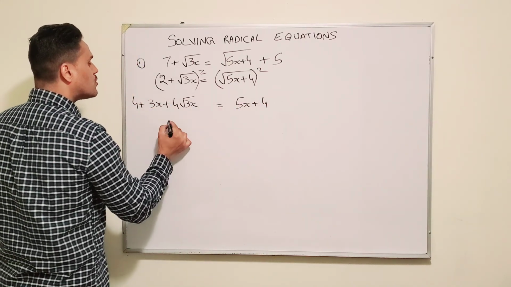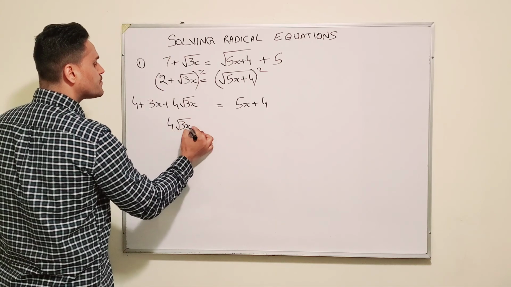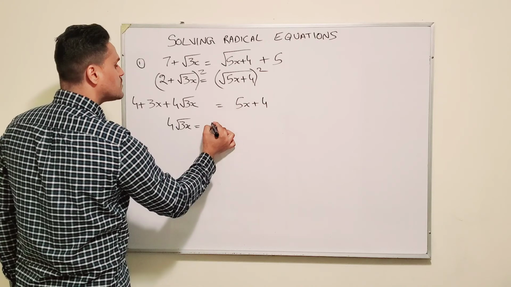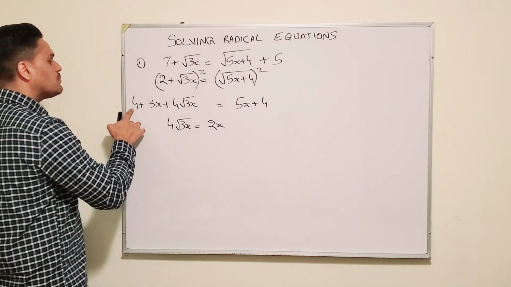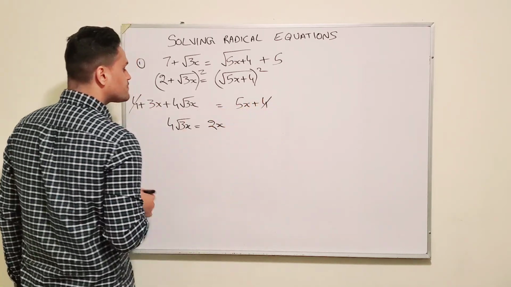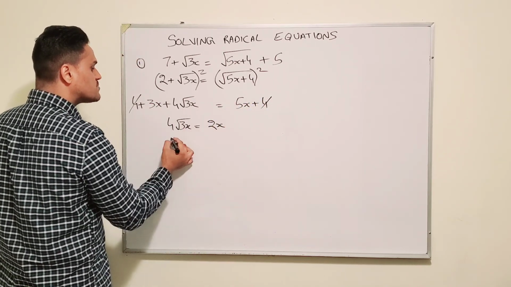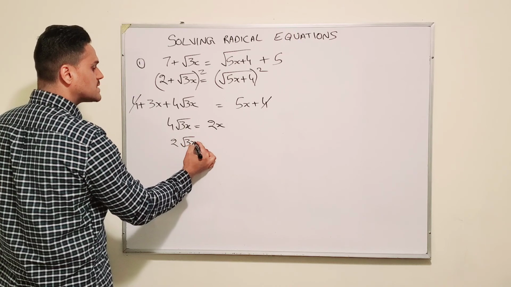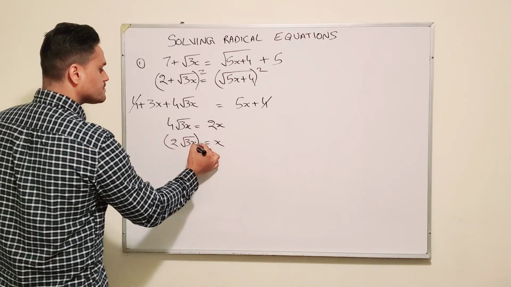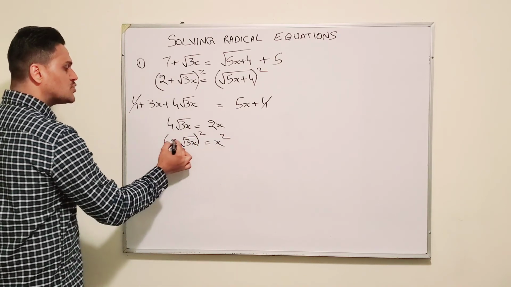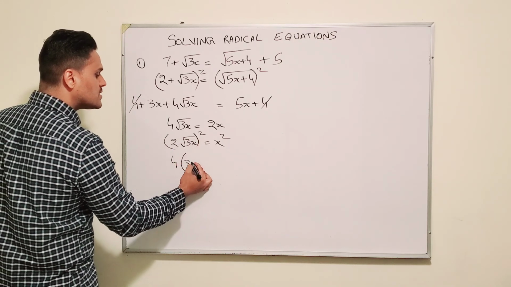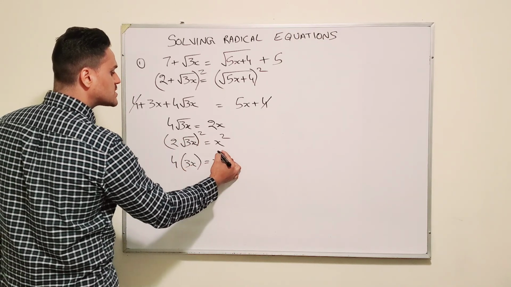So we're going to have 4 square root of 3x is equal to 3x is going to go to the other side, and it's going to be 5x minus 3x, which is going to be 2x. And plus 4 is going to go over there and become minus 4. So these are just going to cancel. We're going to divide both of these sides by 2. So we get 2 square root of 3x is equal to x. And now we're going to square it once more. So 2 square is 4. And the square is going to cancel the square root. So you're just going to have 4 times 3x is equal to x squared.